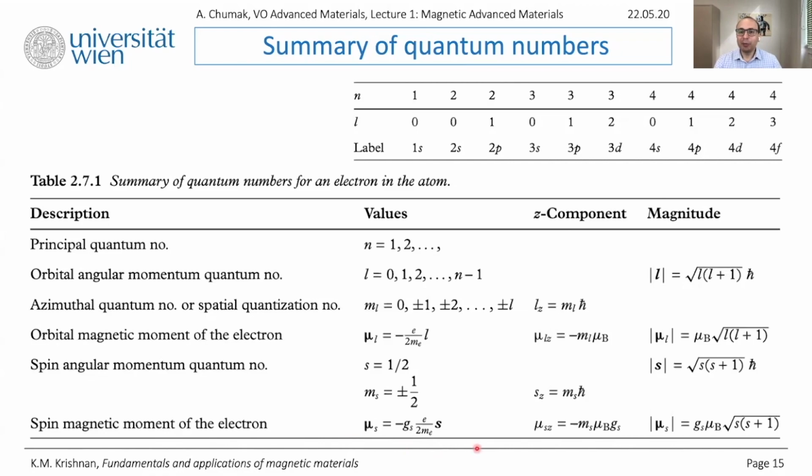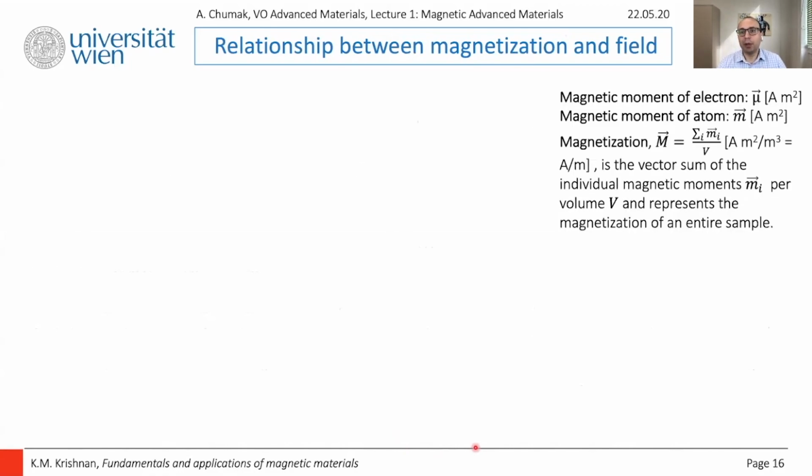Okay, and we are moving to the last slide in this part. I would like to speak a bit about the definitions which I'm using in the course. I simply take the same approach which Krishnan defined, and I like it. Usually, when speaking about the magnetic moment of an electron, he uses mu, and the magnetic moment is measured in units of ampere meter squared. If we talk about the magnetic moment of an atom, then we use small m, with the same units.